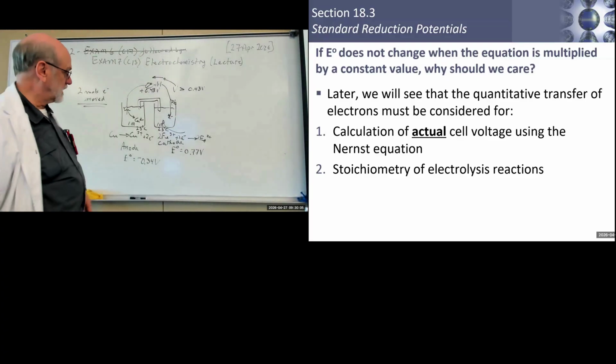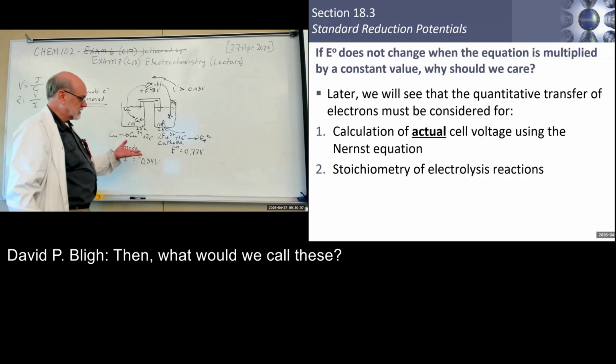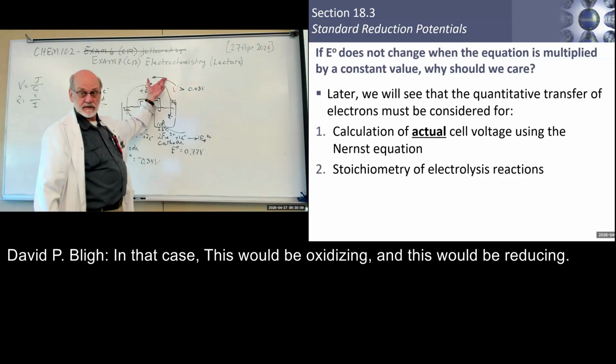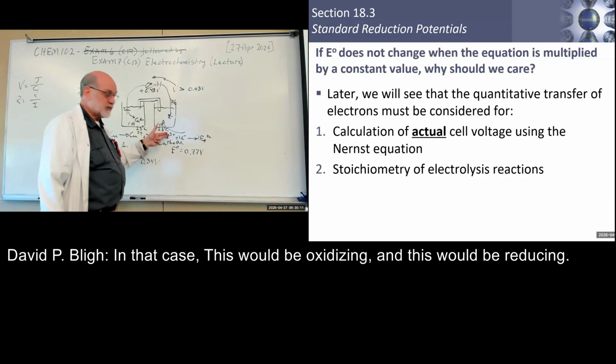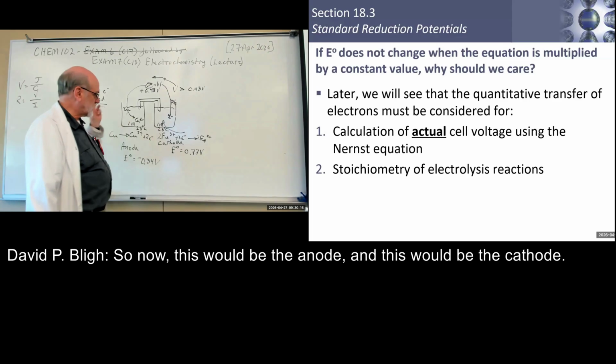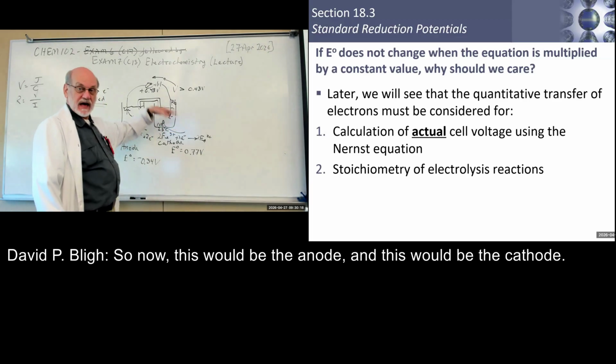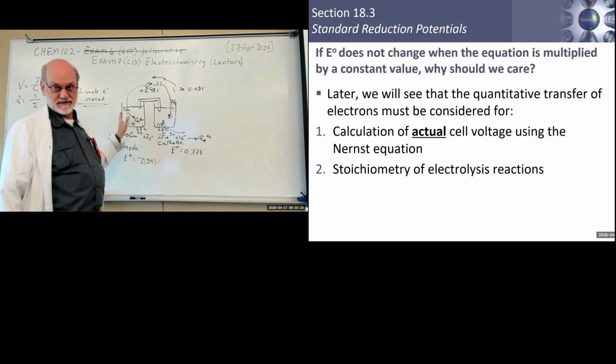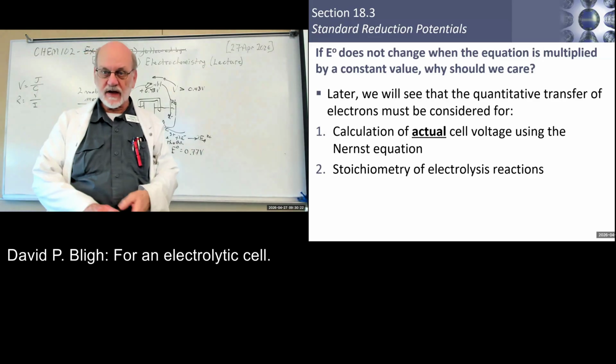And while we're on the topic, then what would we call these? In that case, this would be oxidizing and this would be reducing. So now this would be the anode and this would be the cathode for an electrolytic cell.